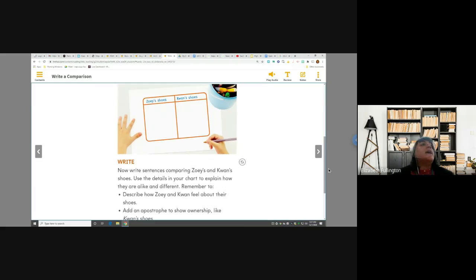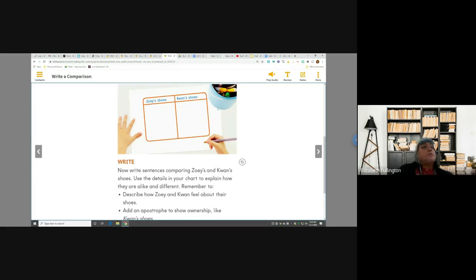So you're going to go ahead and tell me how Zoe feels about her shoes in the square right here. In this square. If you look at the screen, you're going to tell me how Zoe feels about her shoes. And then you're going to tell me how Quan feels about her shoes. Okay? You're not drawing pictures. You're using words. You can do this all by yourself. So you're going to tell me about Quan's shoes in her box.